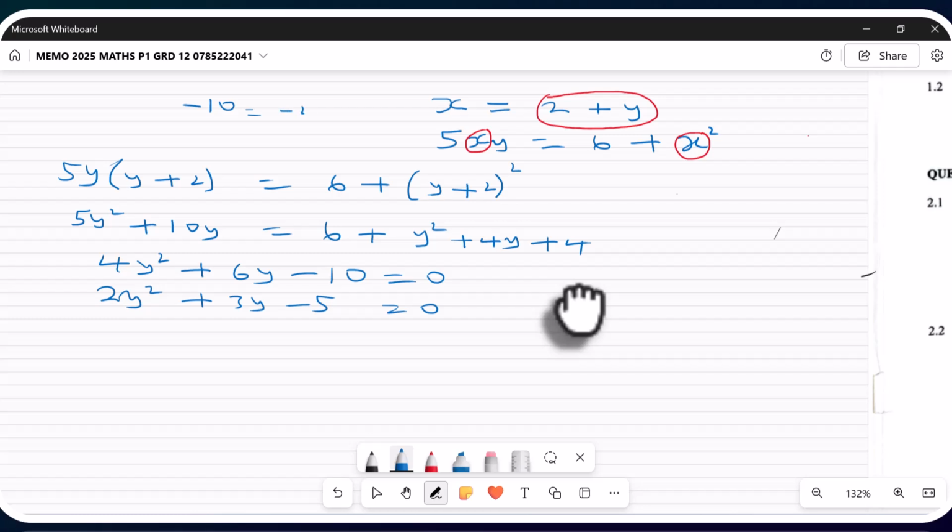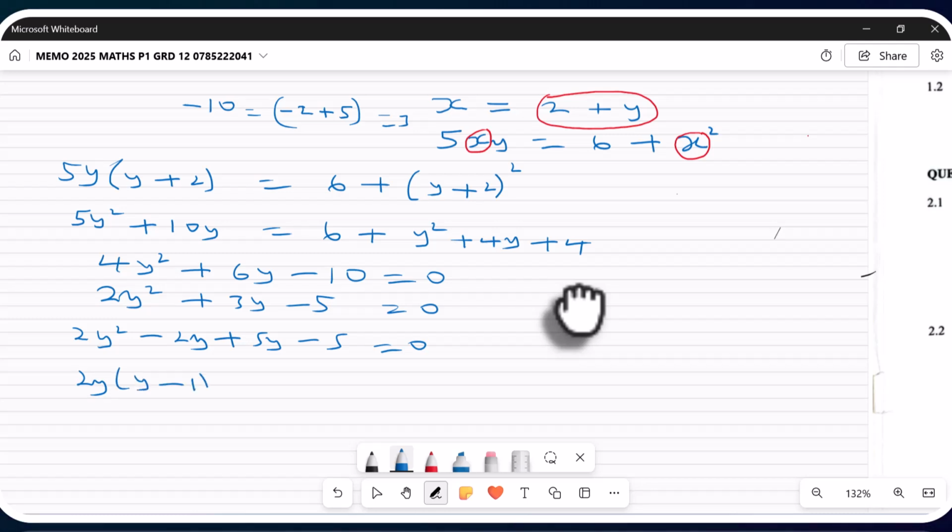So here what is common now? It is 2y, remaining with y minus 1, then plus 5 in 2y minus 1 as well. Now as you can see, I have a common bracket, which is y minus 1 into 2y plus 5 equals 0. So either y equals 1 or 2y equals negative 5, which gives us y equals negative 5 over 2.